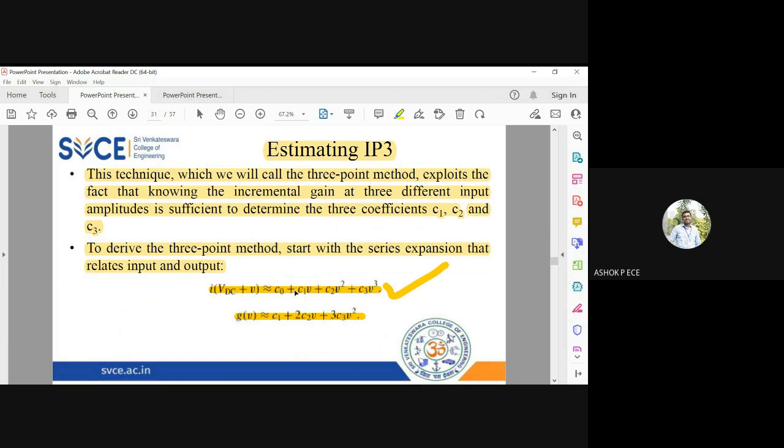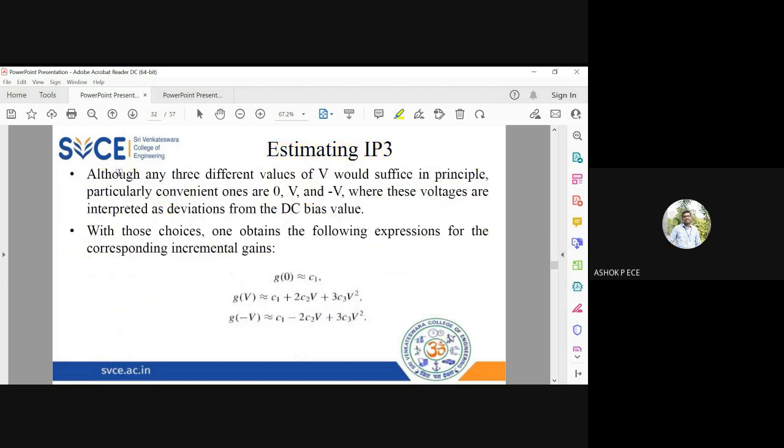The actual I is there. Whatever G we are going to write for an amplifier is there. I'm going to match these two and find the coefficients C0, C1, C2, and C3 from these two equations. Although any three different values of V would suffice, we are going to take three possible voltages: 0, V, and minus V.